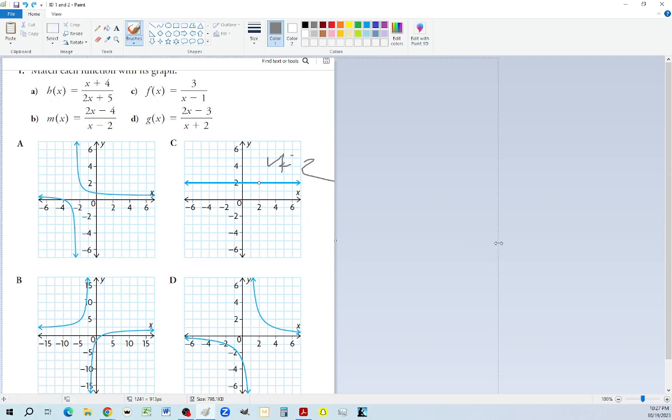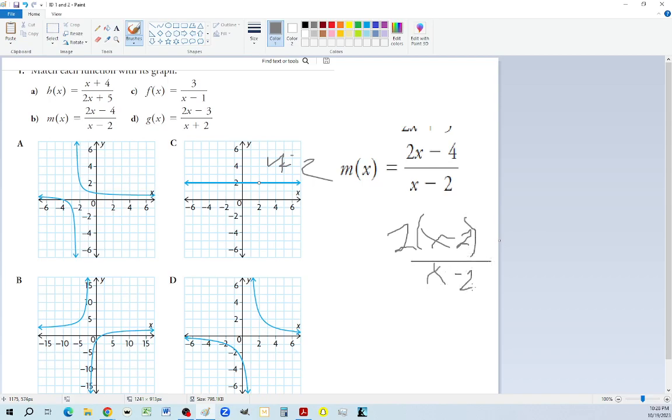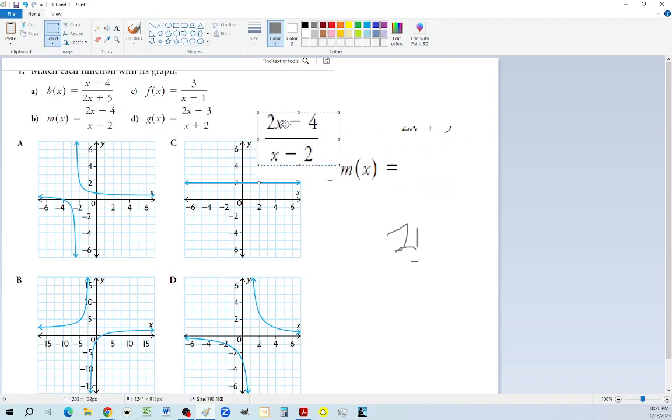Let's figure out how it becomes a hole. Well, if you look at the top, we can factor out a 2. And when we factor out a 2 at the top, we're left with 2 times x minus 2 over x minus 2, which means those x minus 2's will cancel out, and we're left with y is equal to 2 with a hole at x is equal to 2, which is exactly what's going on here. So that means that this one is B.